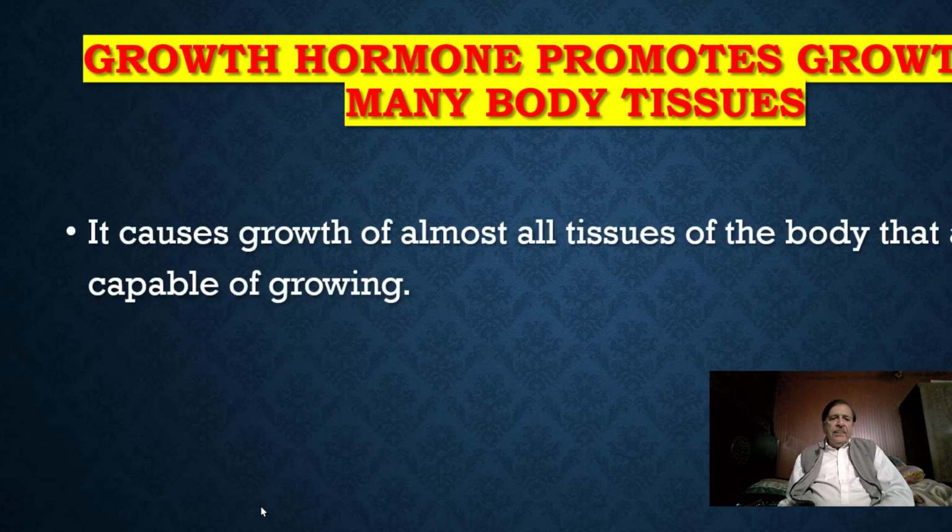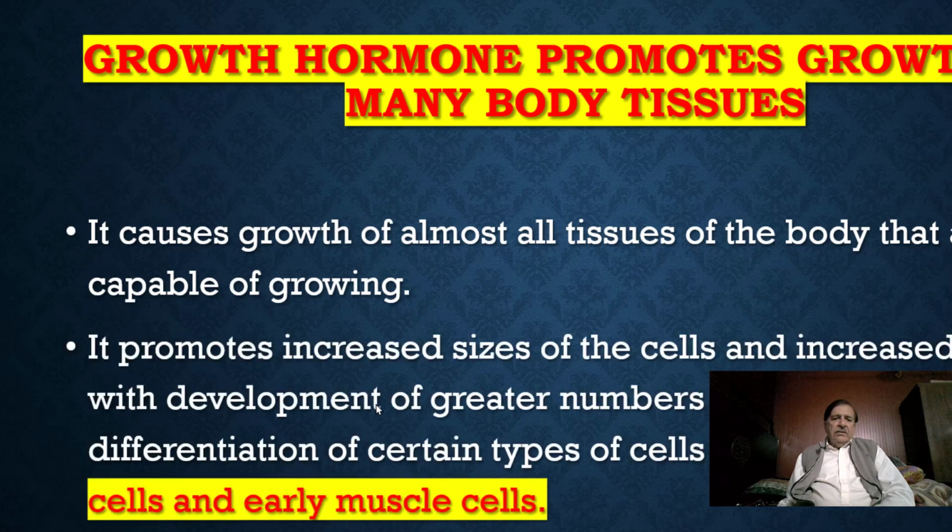Growth hormone promotes growth of many body tissues. It causes growth of almost all tissues of the body that are capable of growing. It promotes increased size of the cells and increased mitosis with development of a greater number of cells, and specific differentiation of certain types of cells such as bone growth cells and early muscle cells.